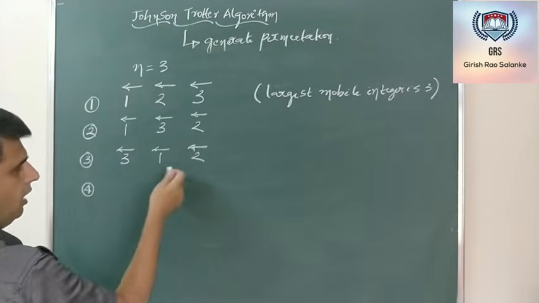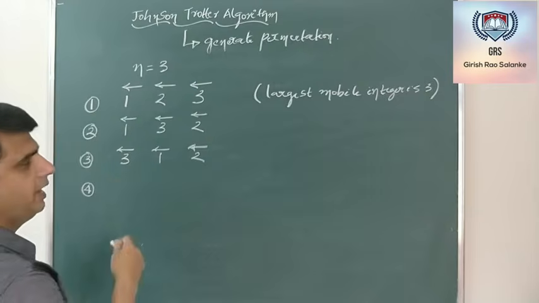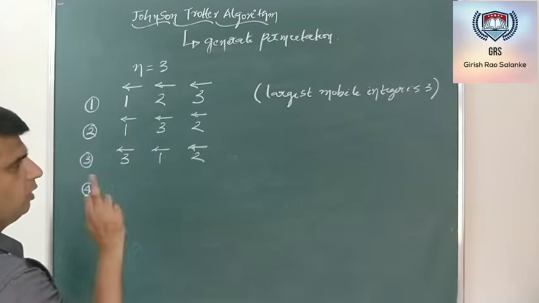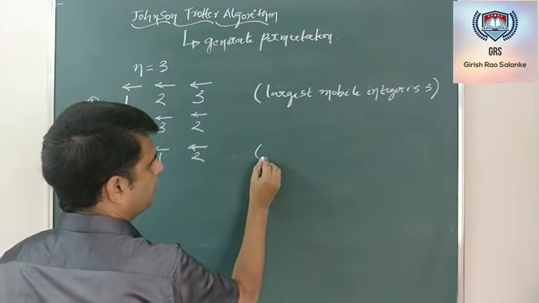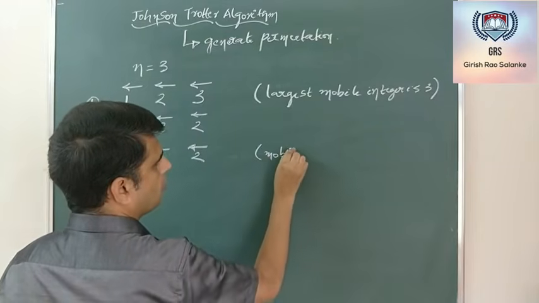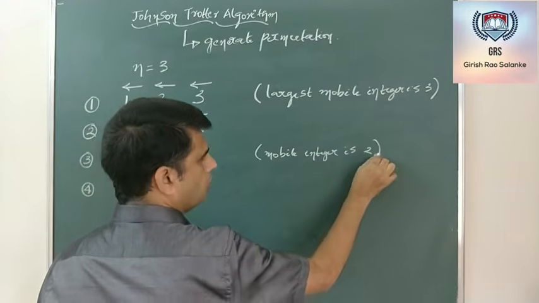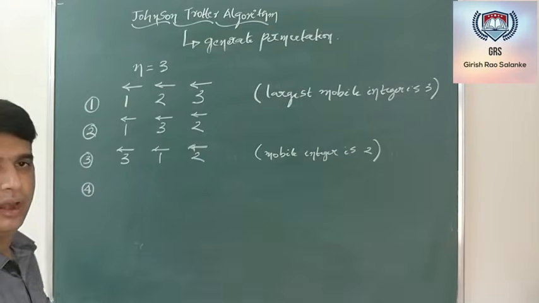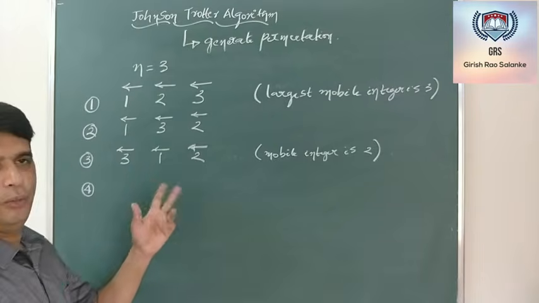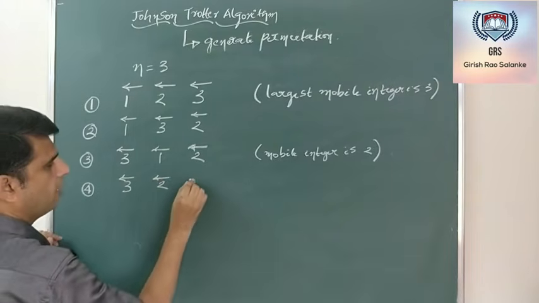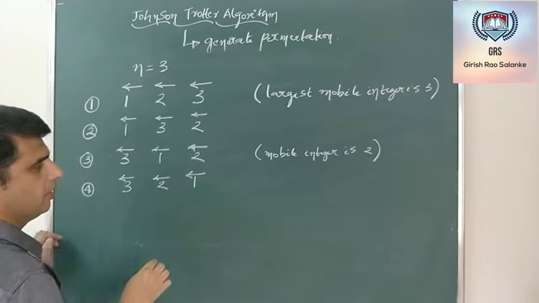Now in this permutation 3, 1, 2, is there a mobile integer? If so, which is the largest mobile integer? In this case there is only one mobile integer, which is 2, because 2 is pointing to 1. Now swap 2 and 1. So 3 remains as it is, and 2 and 1 get swapped.